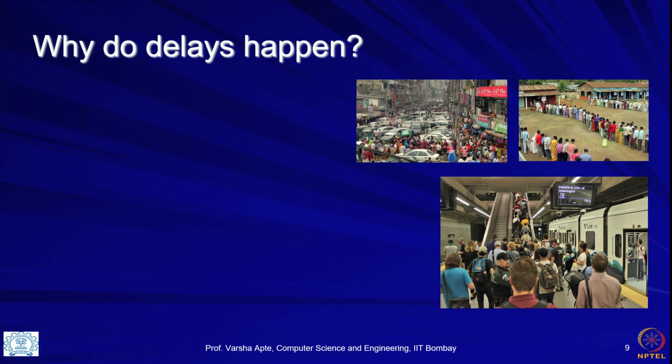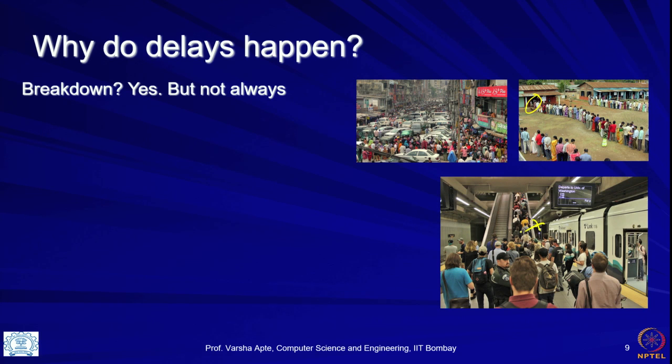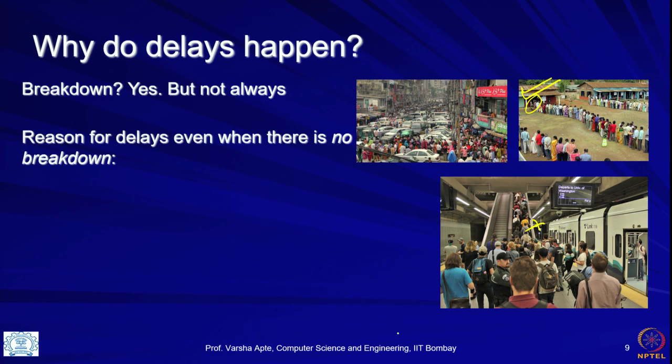Why do delays happen? One reason, of course, as we discussed during the definition of performance, is breakdown. Maybe this person here has gone for a lunch break, or this escalator was not working for some time. There could be a breakdown. But the focus of this course is not about breakdowns, because breakdowns are not always the reason why delays happen. This person could be working very efficiently, doing the ID checks and everything, very busy, not taking any breaks, but still a line can form. Similarly, this escalator could be functioning perfectly, and still there will be a crowd and there will be delays. So breakdown is not always the reason.